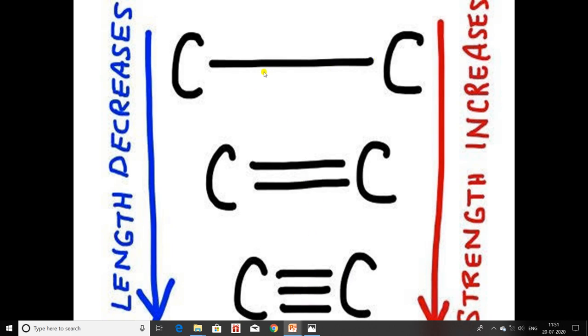So the single bond has the maximum bond length, which means we can break this bond easily. So bond strength is less. When we go from top to down, bond length decreases, so bond strength increases. And you can see that bond order also increases from top to down, because here bond order is equal to 3. So it has maximum strength.